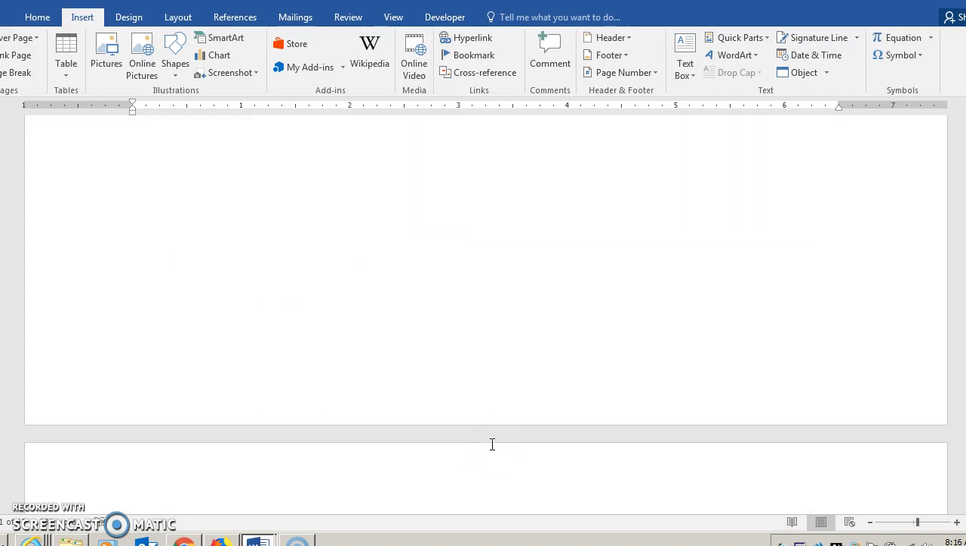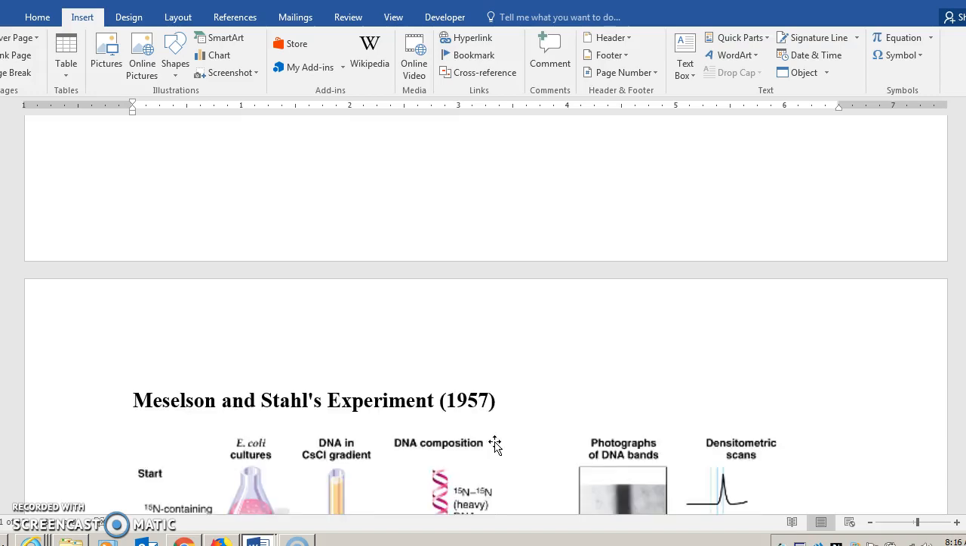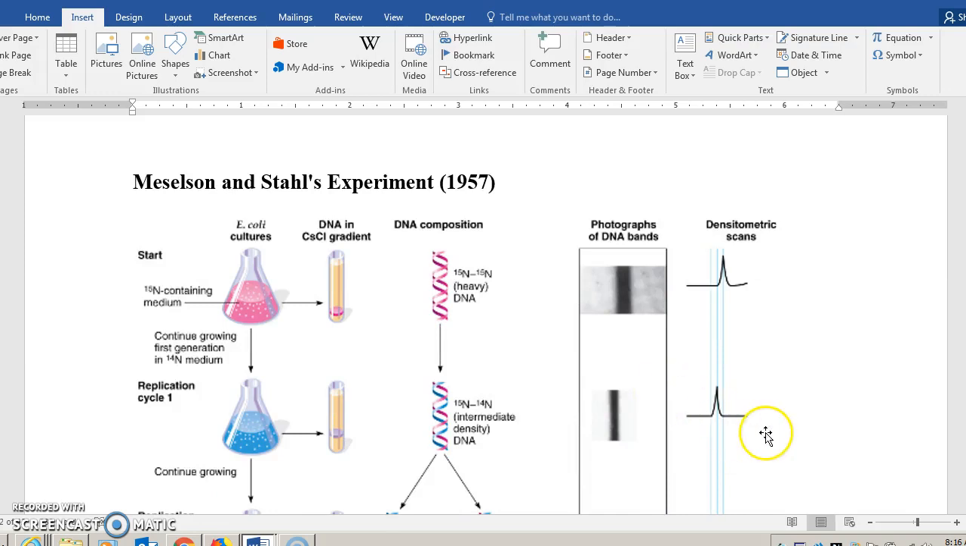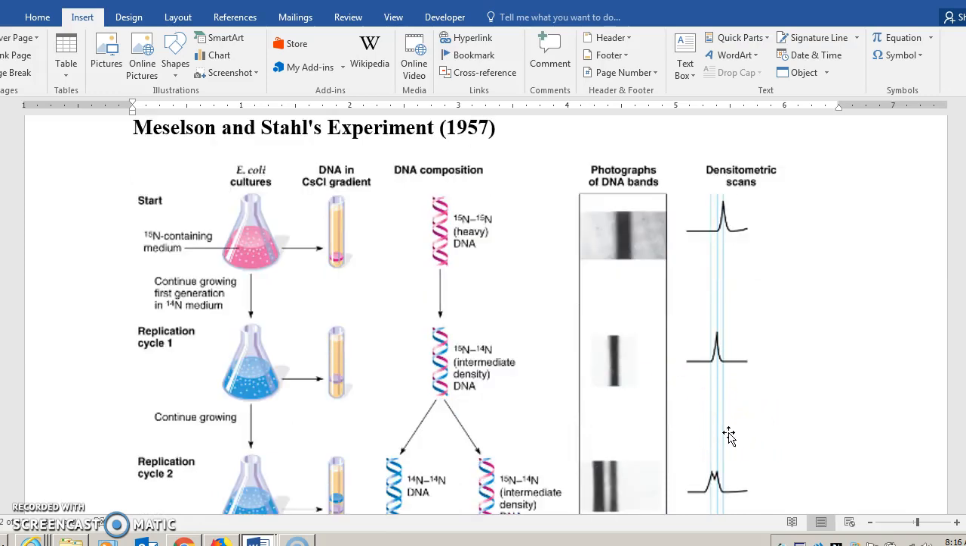Now, the work for determining that DNA is made from DNA in a semi-conservative process came from the work of Meselson and Stahl in the 1950s. 1957 is when the work was put forward. And I've got an illustration here that you can take a look at.